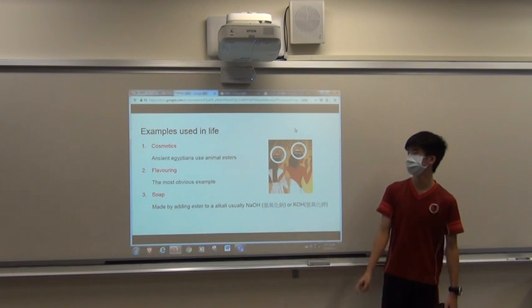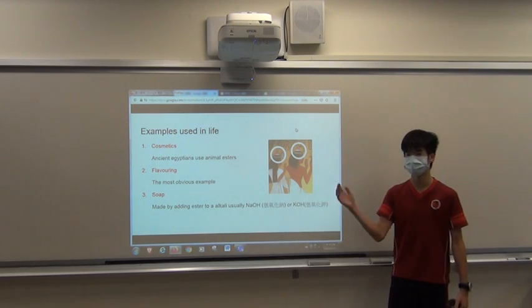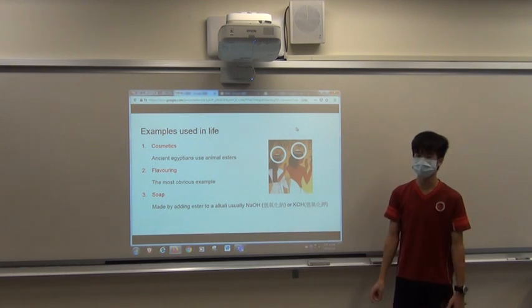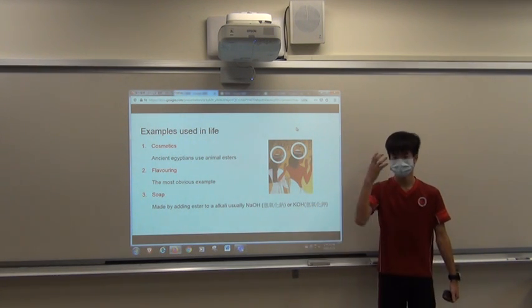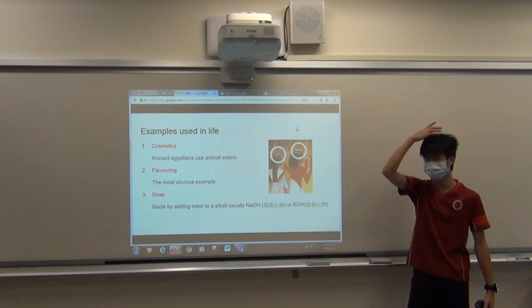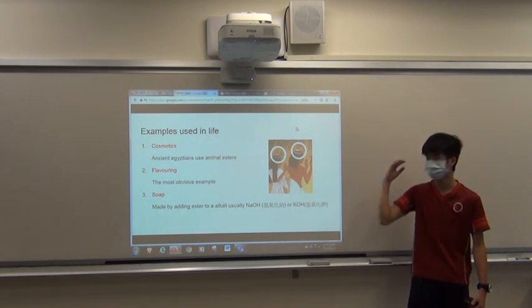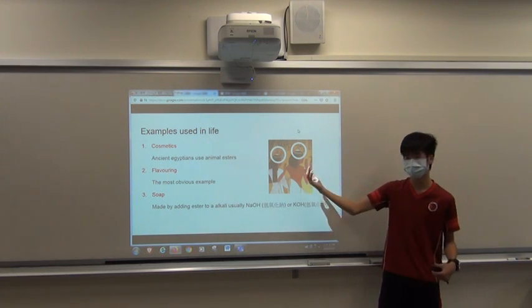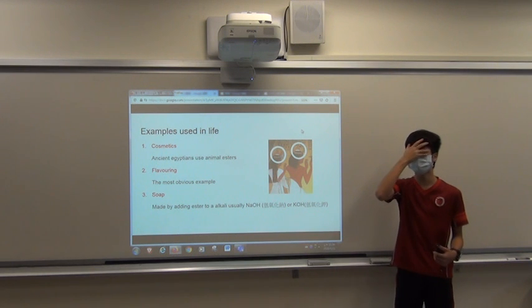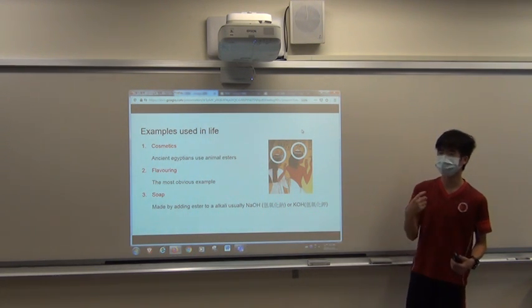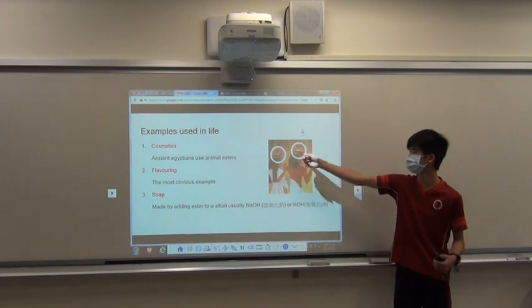There are also examples used in normal life, not in biology. For example, cosmetics. The ancient Egyptians would put a hat of fat on top of their heads in the morning, but in the afternoon, when it got hot, it melted down. Since I've been saying it smells good, it creates a perfume and you feel that you smell really good. But I personally think it's really yucky.